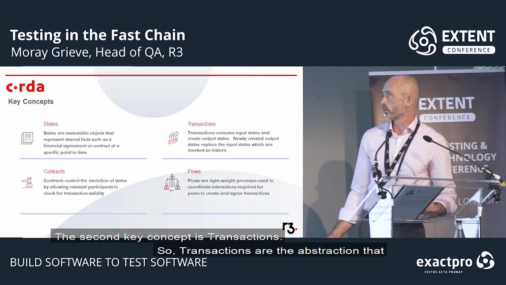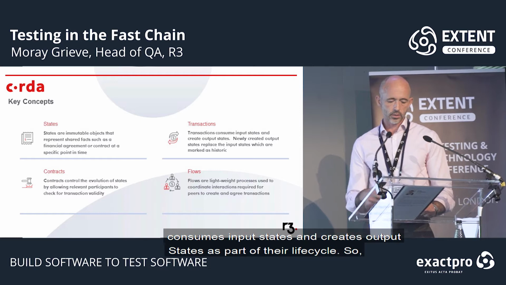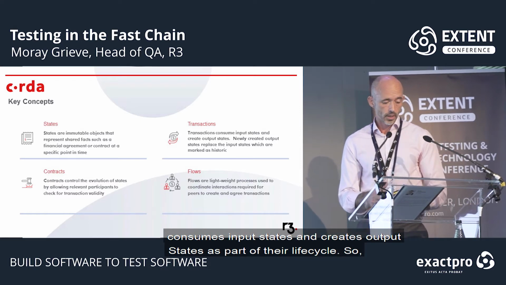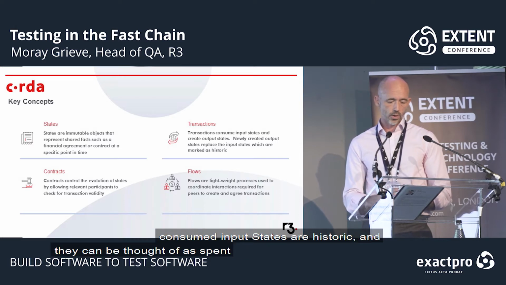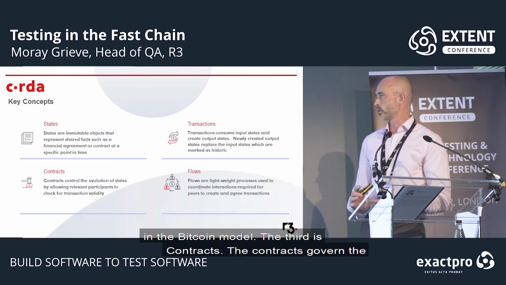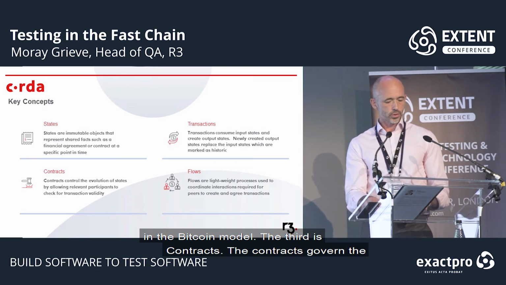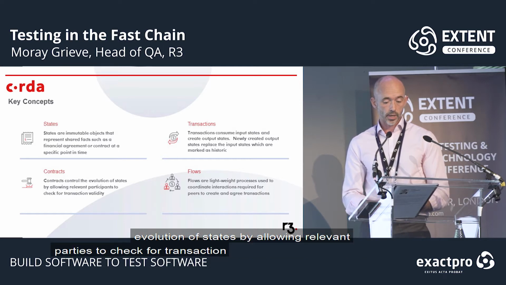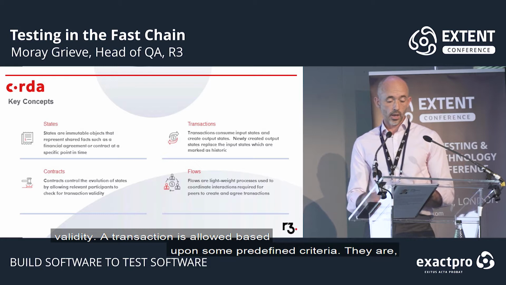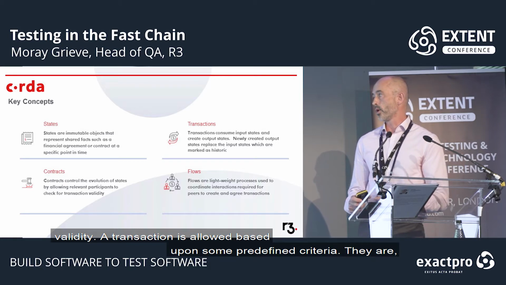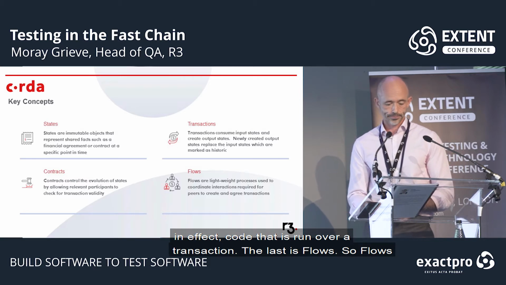The second key concept is transactions. Transactions are the abstraction that consumes input states and creates output states as part of their life cycle. Consumed input states are historic and they can be thought of as spent in the Bitcoin model. The third is contracts. Contracts govern the evolution of states by allowing relevant parties to check for transaction validity. A transaction is allowed based upon some predefined criteria. They are in effect code that is run over a transaction.